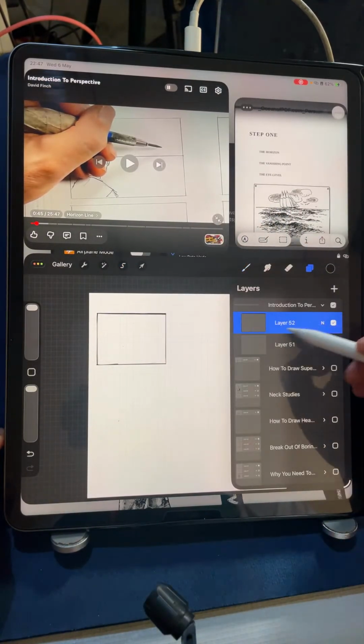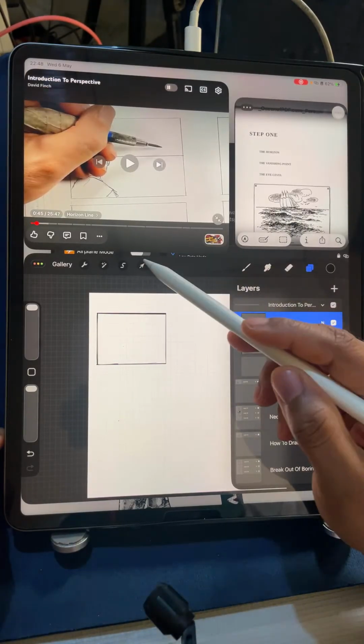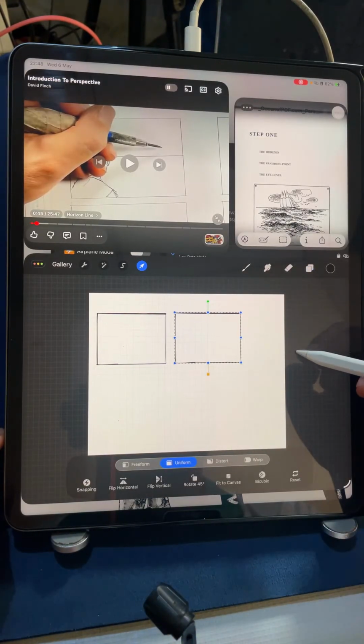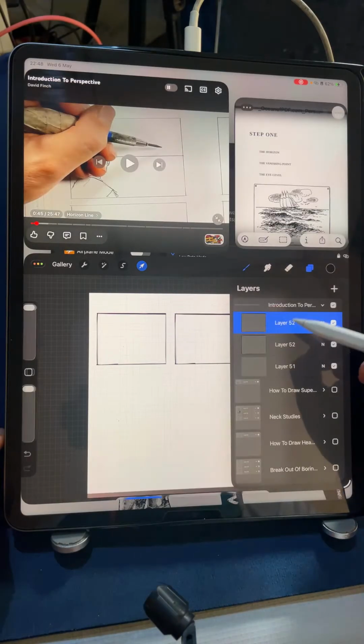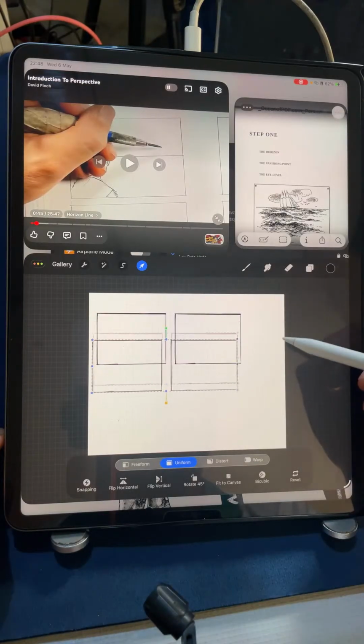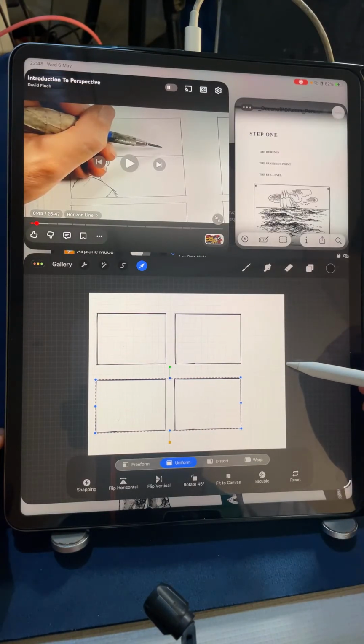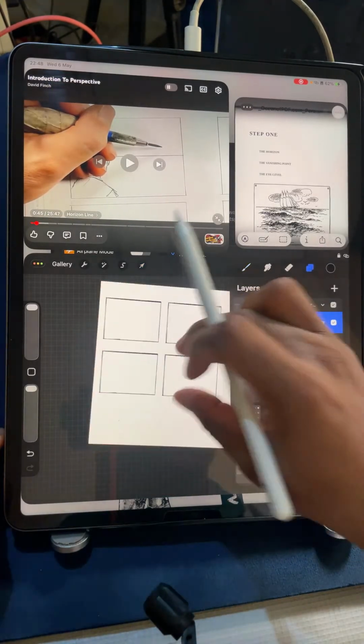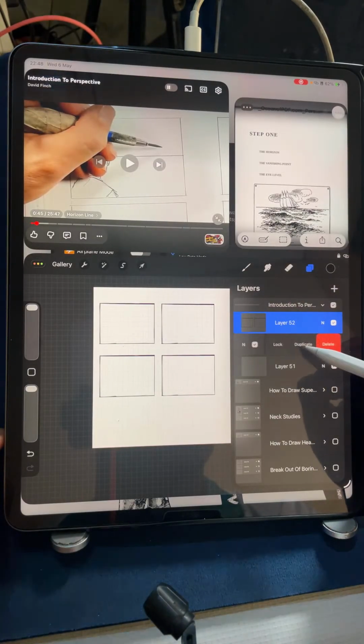Let me duplicate this stuff over and over so that I can be able to do what he has here. Let's make one more.